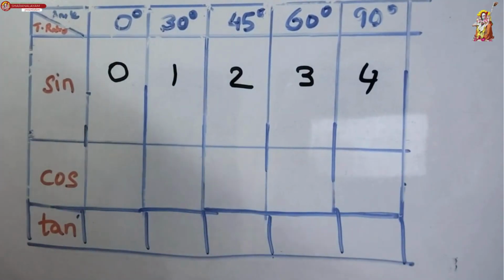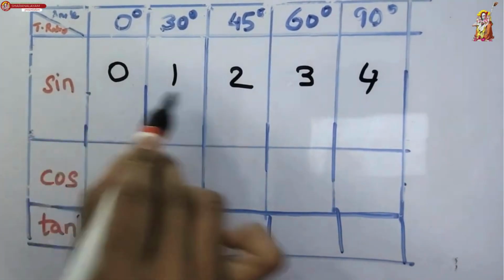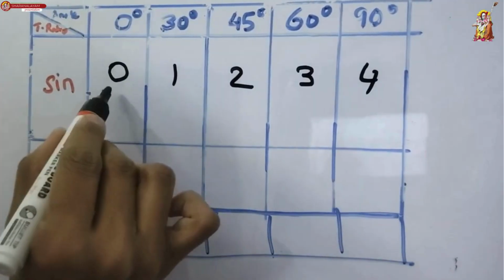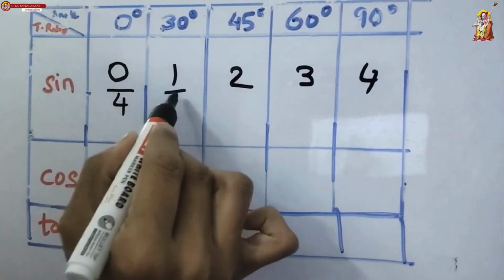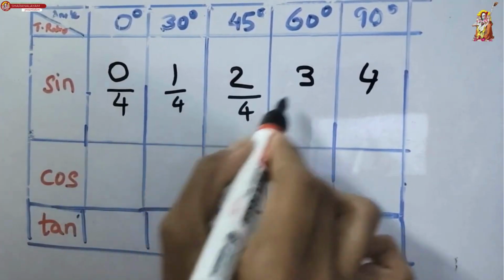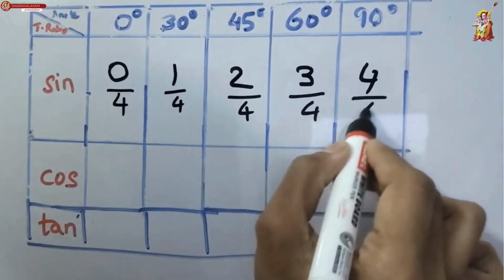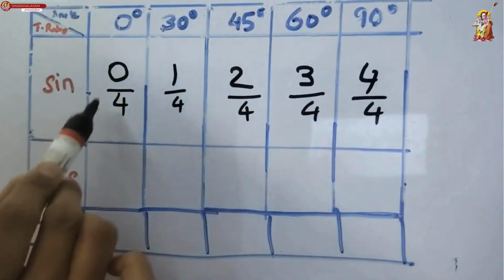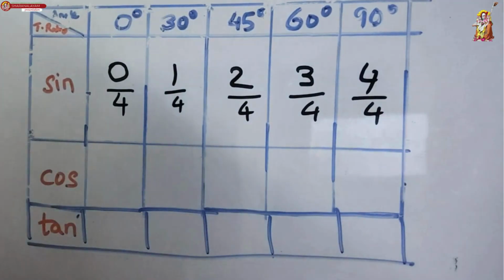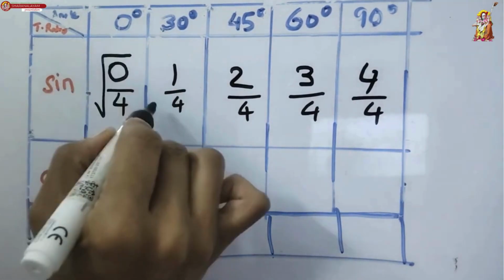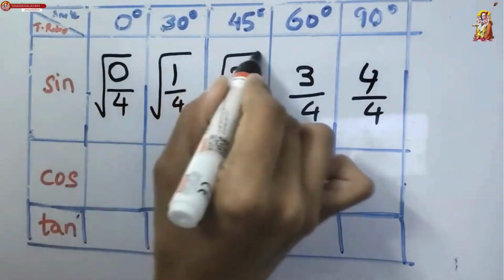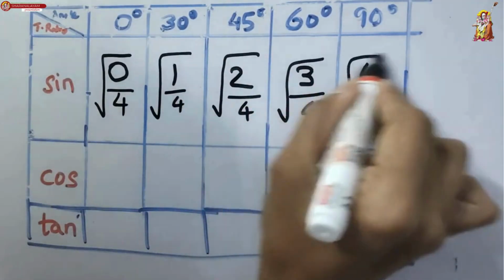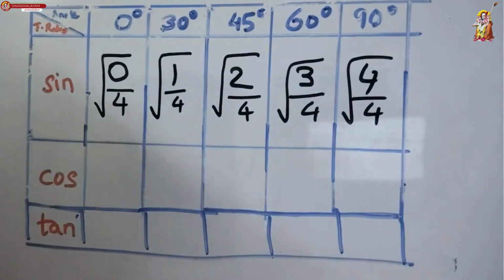First step. Next, divide all these by 4. 0 by 4, 1 by 4, 2 by 4, 3 by 4, 4 by 4, okay? First step 0, 1, 2, 3, 4. Next step dividing by 4. Third step is taking the square root of all. Square root, square root, square root, square root. That's it. Now, the answer to this will be the respective values.